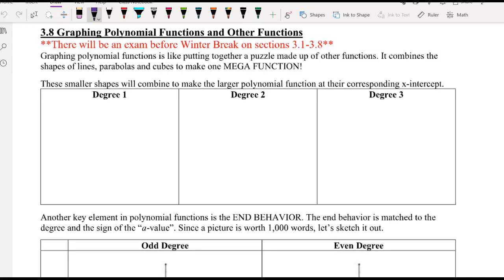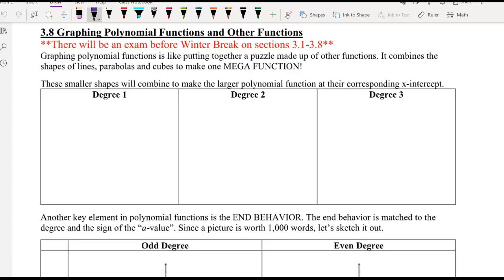All right, guys, so this is 3.8, meaning that our exam is coming up. Okay, a polynomial function. Graphing a polynomial function is like putting together a puzzle made up of other functions. It combines the shapes of lines, parabolas, and cubes to make one mega function. Okay, let's quickly review some of the smaller shapes that we'll use to make one mega one.